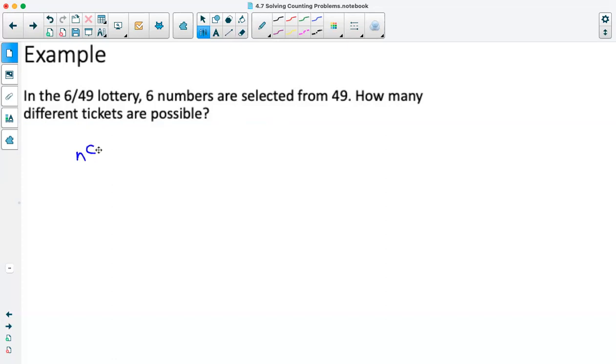So we have nCr. And we're selecting 6 numbers, so that's our r, while our n is 49. So we have 49C6. So that gives us 13,983,816.